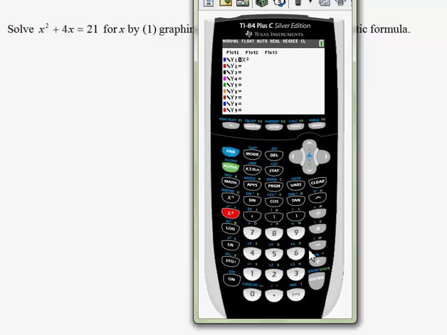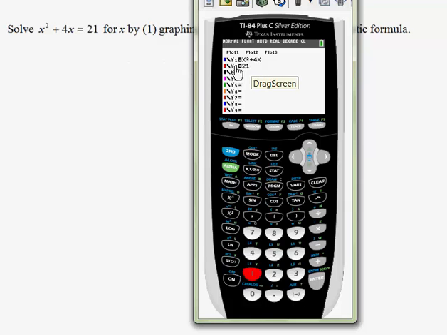then plus 4x, and then as a second equation, so either press down or enter, and then as a second equation type in the 21. So if you're going to do it this method where you don't subtract the 21 over, you're going to have to change your window so that you can see that high.